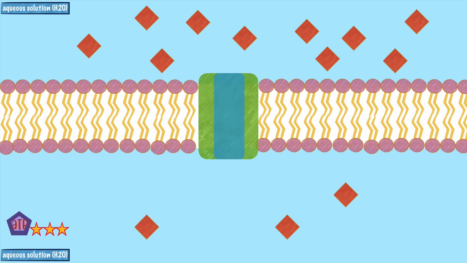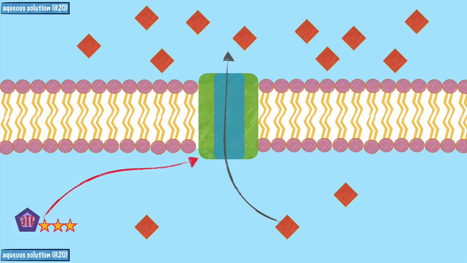So typically the gradient is from high pressure to low pressure. But in this case, we want to take a molecule and go against the gradient from a low pressure to a high pressure. And in order to do that, we need ATP. And what will happen is that molecule will bind to that channel protein, that transport protein. And the ATP molecule will then bind itself to that protein.